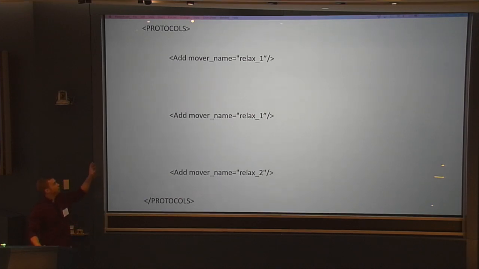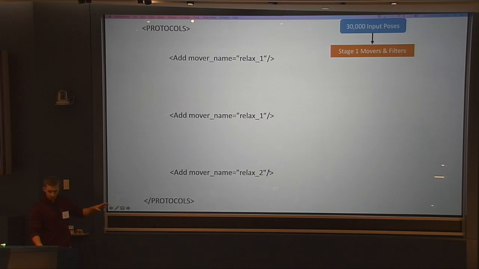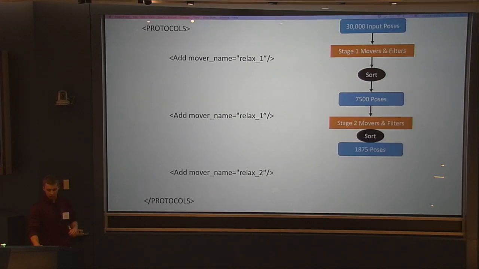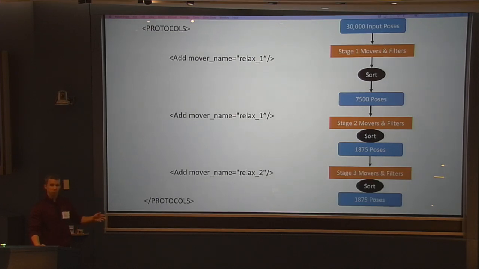So for this Bachelor Axe, I have these 3 movers: relax with 1 repeat for stage 1, relax with another repeat for stage 2, and then relax with 2 repeats for the final stage. And I gave 30,000 input poses. Stage 1 is just the stage 1 mover. I sorted by just ref 2015, and filtered down to 7,500 poses. Stage 2, sort down to 1875 poses. Stage 3, sort, and there's no reason to filter between your final stage and outputting PDB. So we're still at 1875.